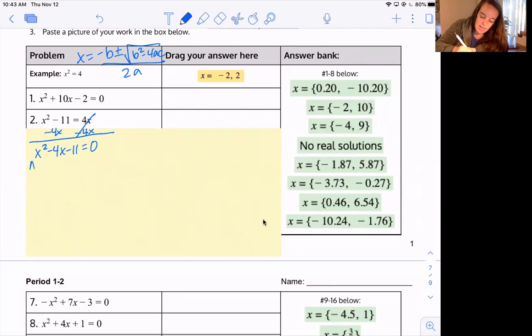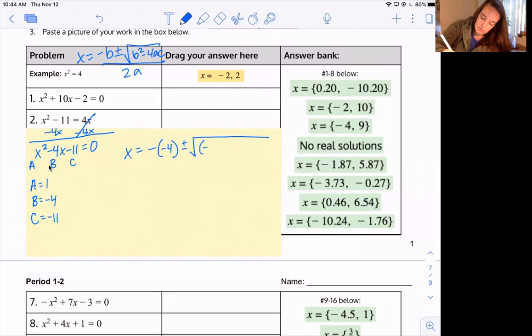So we now have a, b, and c. A is 1, b is negative 4. Be careful that that negative goes along with the b. And c is negative 11. Careful with that negative as well. So we have x is equal to negative b, which is negative 4, plus or minus the square root of negative 4 squared, or b squared, minus 4 times a, which is 1, times c, which is negative 11, like that, divided by 2 times a, which is 1.